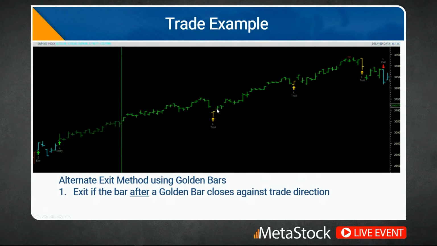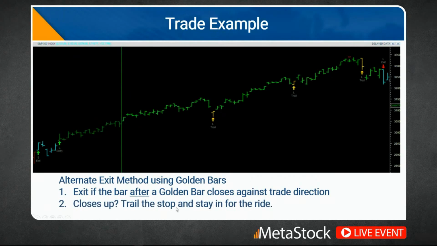So in this case here, see, here's the golden bar. And then here's the bar that followed it. It closed higher than it opened. We're bullish, we're staying in. In other words, when it closes up, we stay in. Here, it closed up, we stay in. Okay, here, it closed lower. We would get out right here. Okay, so that's another method that you can use, and it's pretty easy.